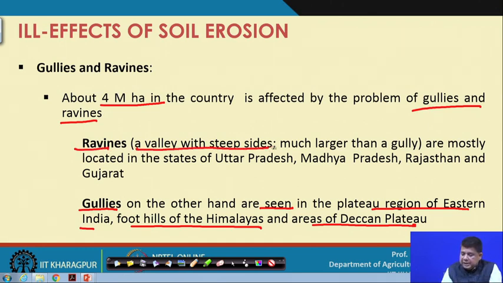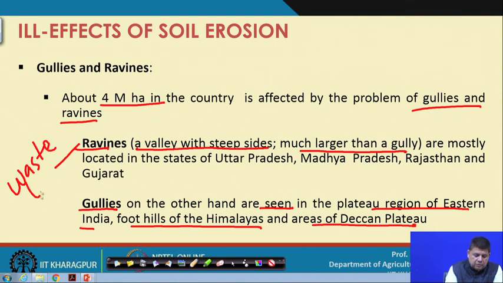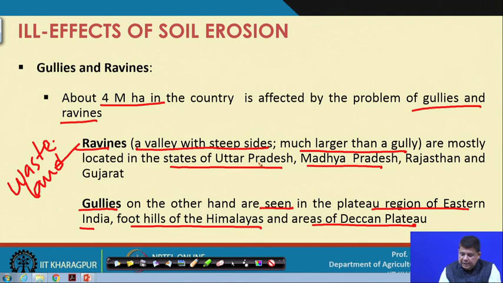much larger than a gully, that means an even further advanced stage. When that level comes, we call them almost wasteland, because no agricultural activity can be taken up there. Ravines are mostly located in the states of Uttar Pradesh, Madhya Pradesh, especially Bundelkhand, Rajasthan and Gujarat.